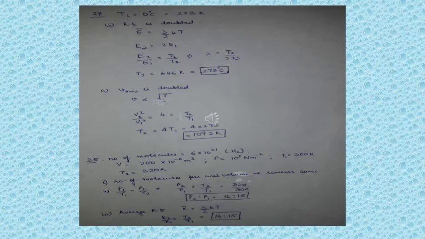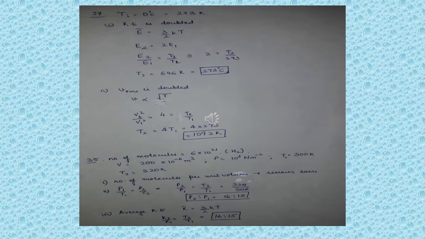The last is question number 35. The number of hydrogen molecules in a vessel of volume 200 centimeter cube is given as 6 into 10 to the power 21. The initial temperature is 27 degrees Celsius and the pressure is 10 to the power 5 Newton per meter square. Now the question says, what should be the ratio of the number of molecules, pressure and the average kinetic energy if the temperature is raised to 47 degrees Celsius.